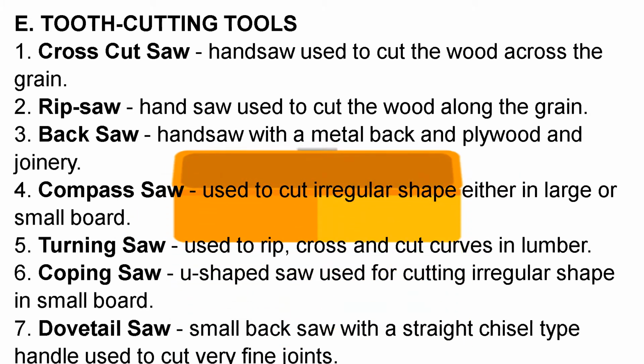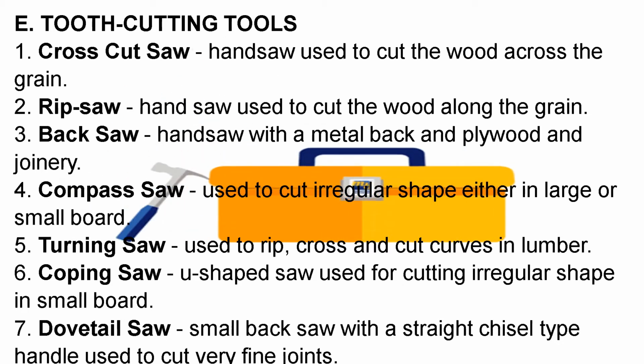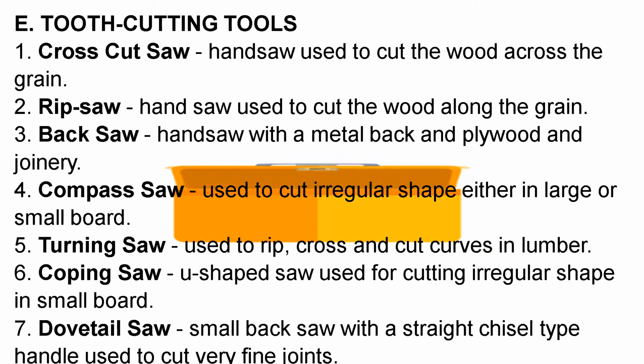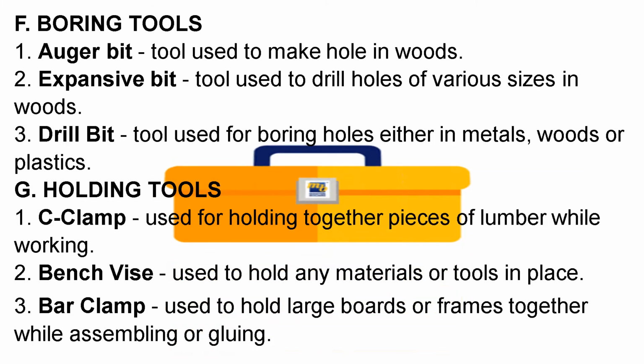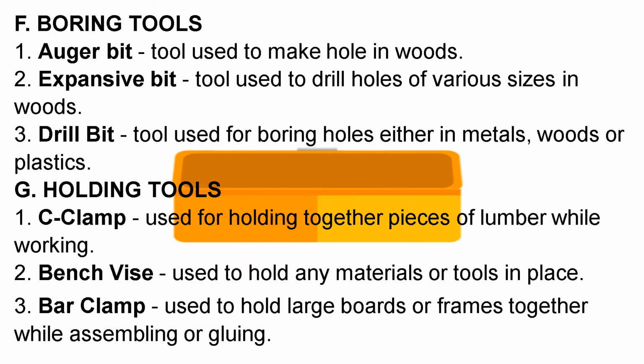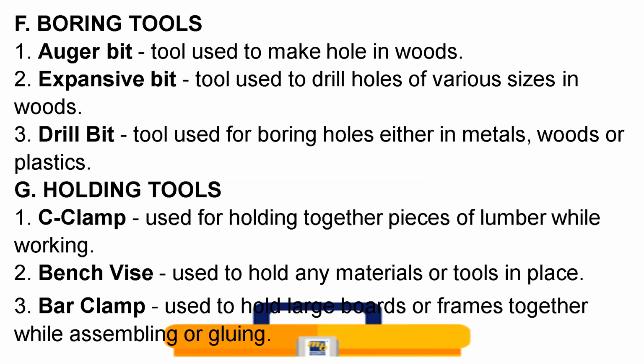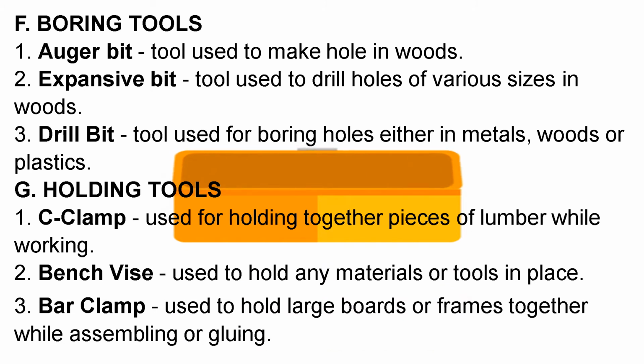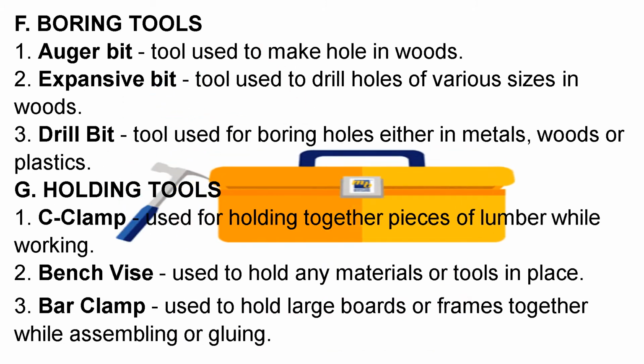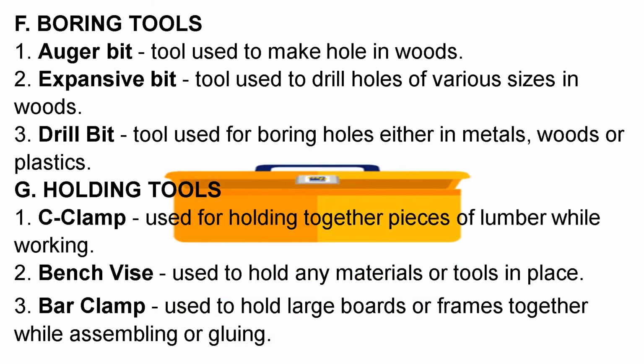Dovetail saw, a small box saw with a straight chisel type handle, used to cut very fine joints. Then next we have the boring tools. The first tool we have is the auger bit. This tool is used to make holes in woods. Expansive bit. This tool is used to drill holes of various sizes in woods.